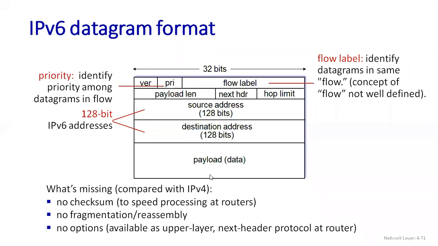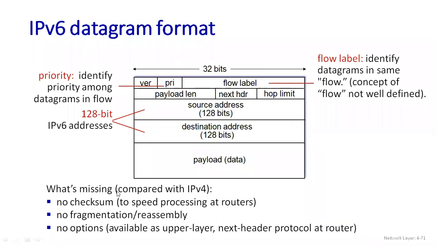And what other things are missing if you compare with your IPv4? Here you can see the version, the payload length, the next header, the hop limit, and the payload data. But remember in your IPv4 there is the checksum, by seeing which, if any errors are there, we calculate them. But here that is missing.